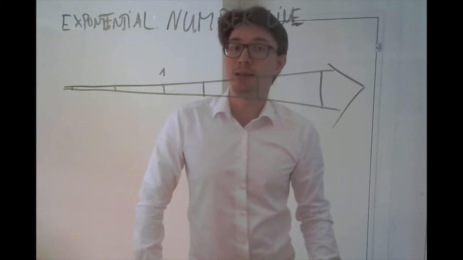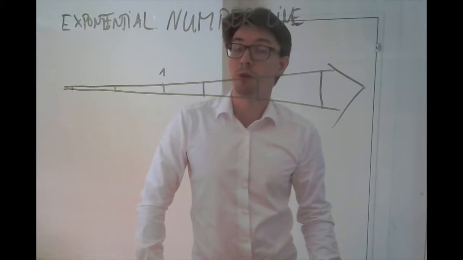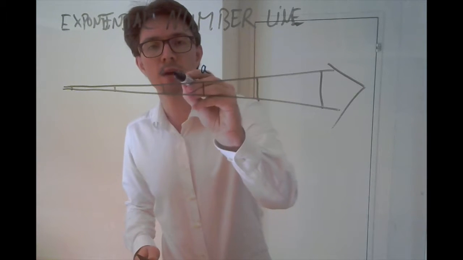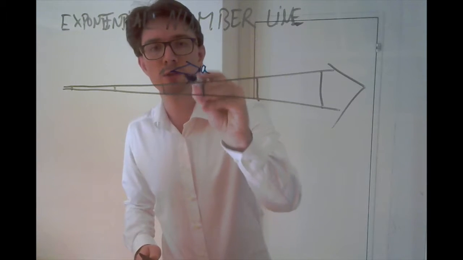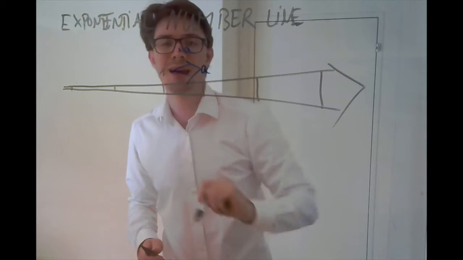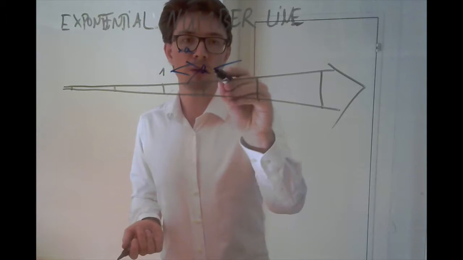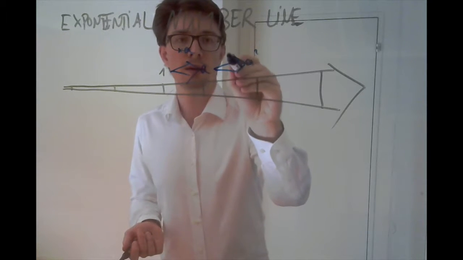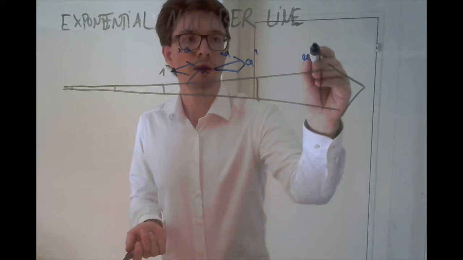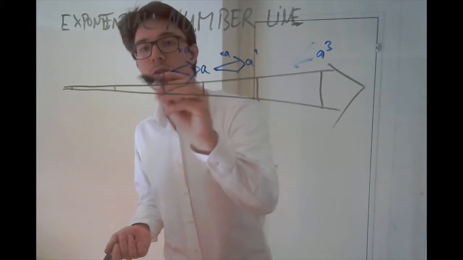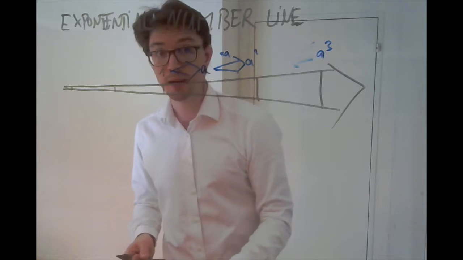Can we make this exponential number line also work for other bases? So instead of 10, let's choose a. A step in one direction to the right means multiplication by a, being some other number. And then we can repeat this and get a squared and a cubed. And also in this direction we actually divide out a.